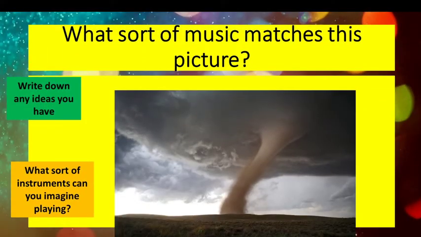So here we have a tornado rolling over the horizon with some deep, dark grey clouds above it. So think about what sort of atmosphere you would want to create for that picture, and how would you achieve that? What sort of speed would you have the music? What sort of instruments would you think might be playing? So just pause the video here, have a think about that picture for maybe 2 or 3 minutes and write down any of your ideas.